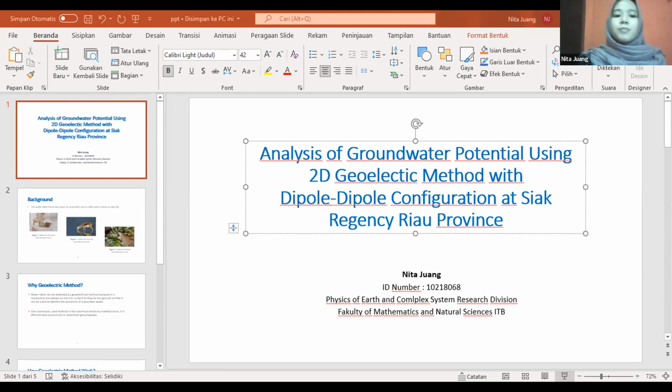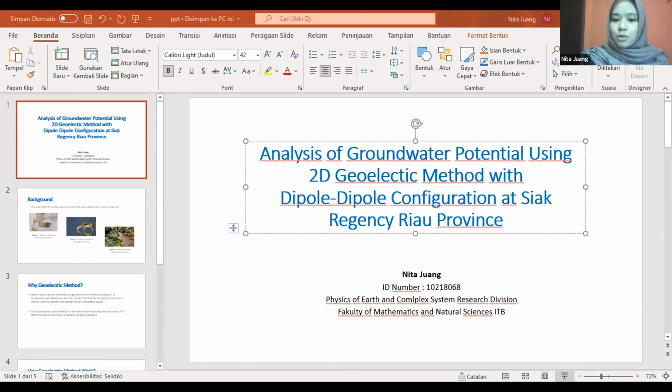The increasing population in Indonesia has caused the need for clean water to increase, while the water supply has decreased significantly, both in quantity and quality. Thus, a groundwater exploration survey is proposed to overcome the scarcity of clean water. In this study, I used the geoelectric method.